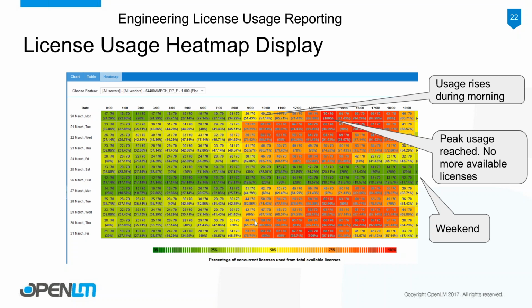I mentioned the heat map display earlier, and here is one example. Note that as usage rises, the color goes from green to yellow to orange and then to red at peak usage. Late morning until late afternoon are the highest usage periods here, as you can see, while green is in the weekend, as expected.